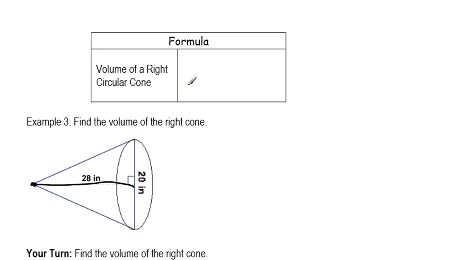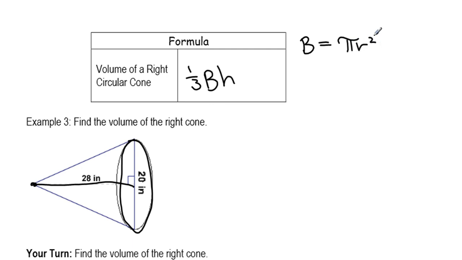And the volume for a right circular cone is going to be 1/3 the area of the base times the height, where in this case the area of our base, since our base is a circle, is pi r squared. And the height is the height of the cone.